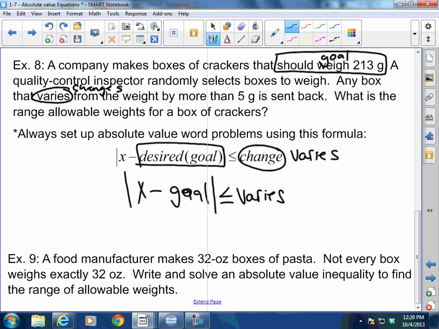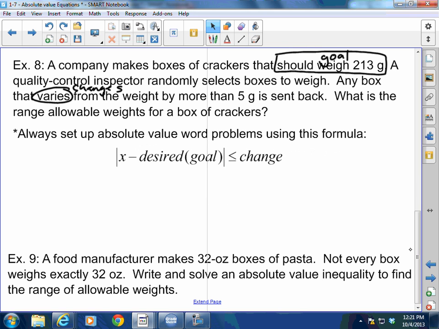Okay, so looking at that formula, let's look at the values that they gave us and see if we can figure this out. A company makes a box of crackers that should weigh 213. That's my goal. And it varies by no more than 5 grams. So check it out. x minus the goal is less than or equal to 5. It's that easy. Because 5 is what it can change. That's what it can vary.